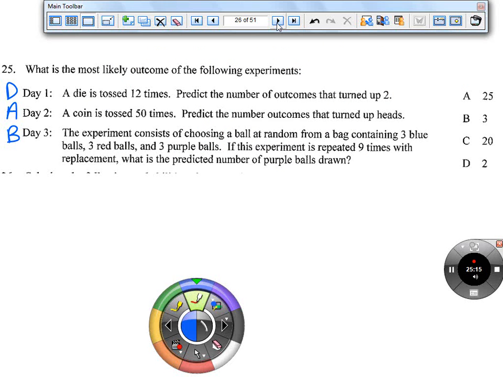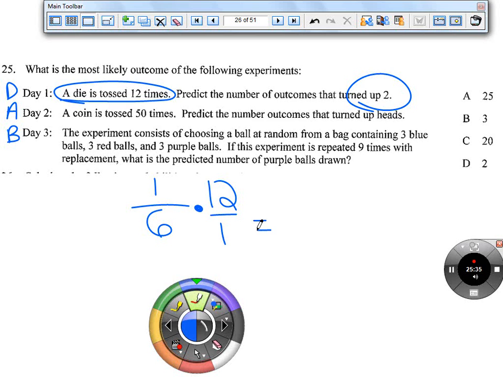Most likely, a die is tossed 12 times. Predict the number of outcomes that turned up a 2. So we know that anytime you roll a die, you have a 1/6 probability of any particular number. And if you roll it 12 times, then you can just multiply that by 12. And that should help you figure out how many times any particular number would show up. So 6 can cancel with the 12, so we should expect that to happen 2 times. Okay. Each of the 6 numbers on the die, theoretically would happen 2 times if you were to toss it 12 times.